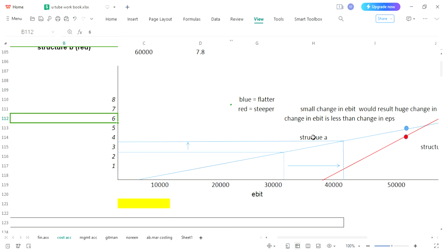Please understand it again. If your EBIT would be increased to 75,000, it means there will be a huge change in EBIT. Even after a huge change in EBIT, a very small change will come in your EPS. So structure A would not be in your favor, structure B would be favorable.